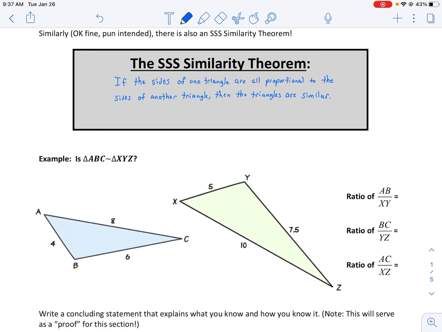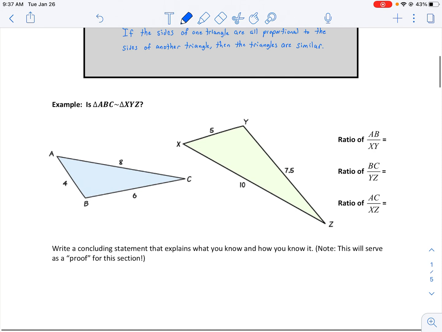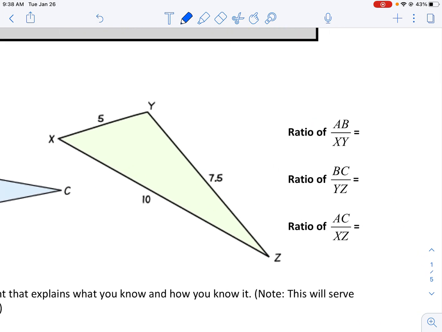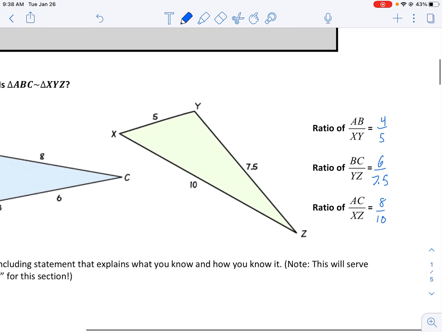So here's an example. Is triangle ABC similar to XYZ? Now remember, the order matters. So AB and XY correspond to each other, which is already represented over here. BC corresponds to YZ, which is why we have that ratio. And then AC corresponds to XZ. Okay, so we're just going to find those ratios. AB is 4 over XY is 5. BC over YZ is 6 over 7.5, and then we have 8 over 10. And you can use a calculator to show that those are actually all equal.